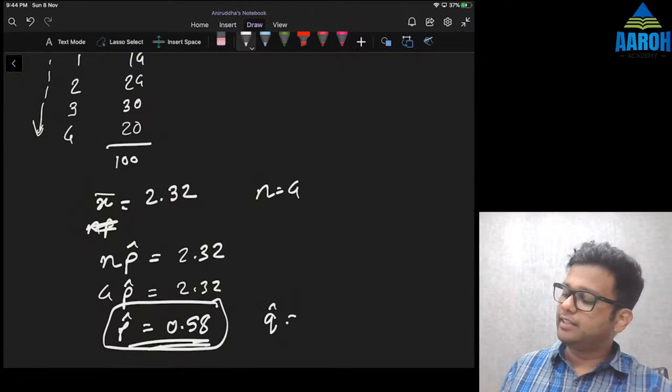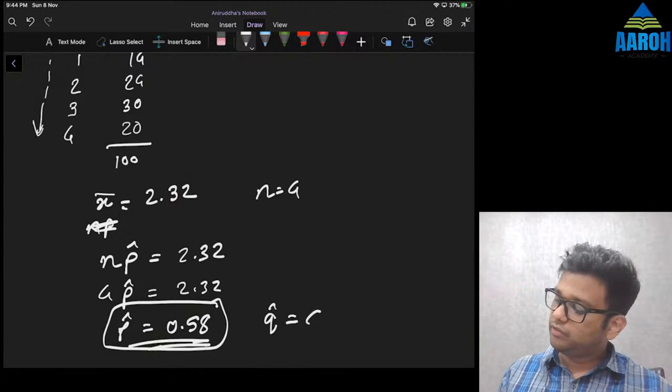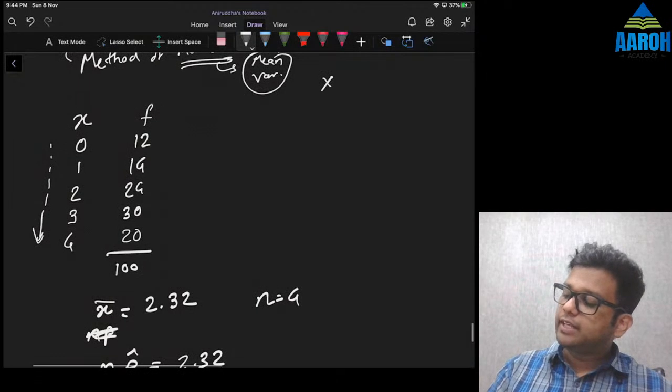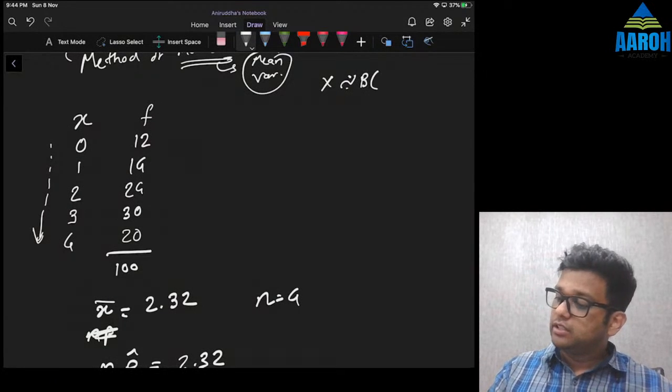That means q hat, that is the estimated probability of failure, will be 0.42. That means this x approximately follows a binomial distribution with parameters n as 4 and probability as 0.58.